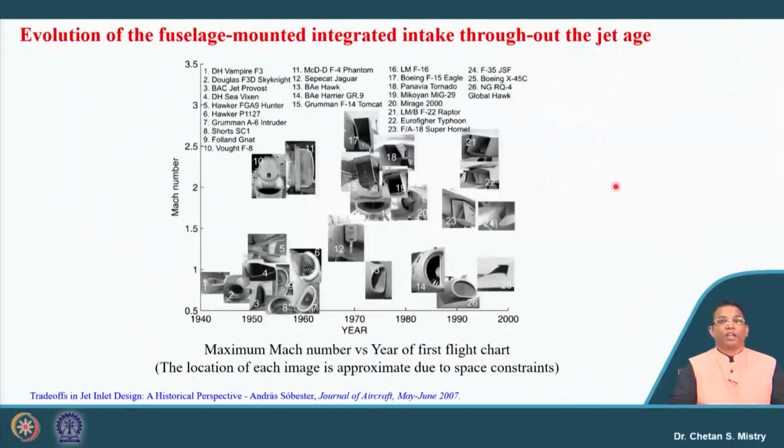Now, this represents the evolution of the fuselage-mounted integrated intake. During the Second World War these intakes were being developed, and now, moving towards 2000, people have developed different kinds of intakes over the years with much more maturity. So we must be aware of the generation of aircraft, first generation, second generation. Presently we are talking about fifth generation aircraft, with stealth technology, where intake design and nozzle design are of main interest.